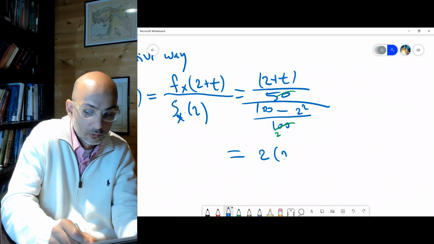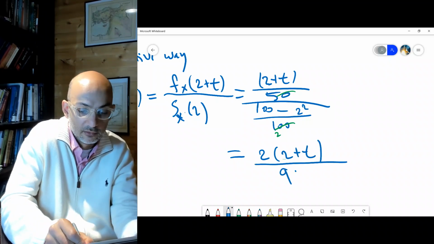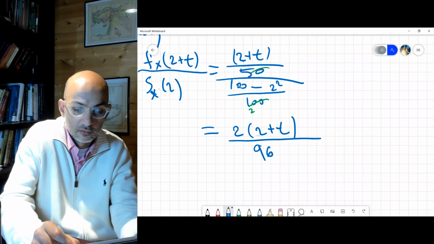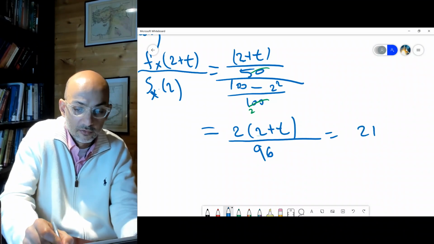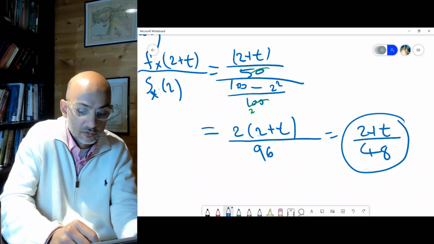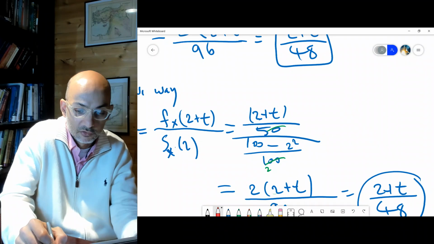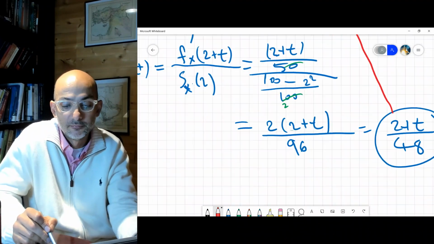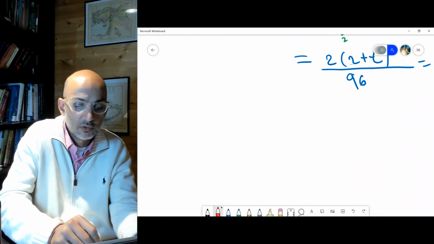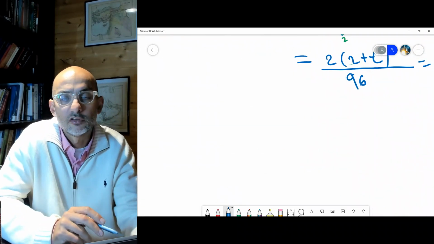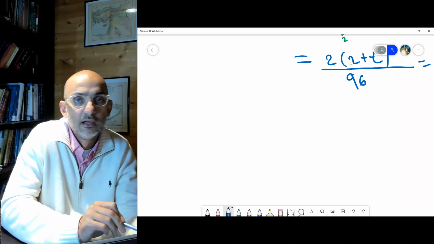2 plus t, right? You see what I did? Over 96. And this is 2 plus t over 48 if you cross. And now let's compare this one with the previous question, right? Both methods should give you the same answer. Now let's add another question, because this lesson is also about a new notation for expected life.